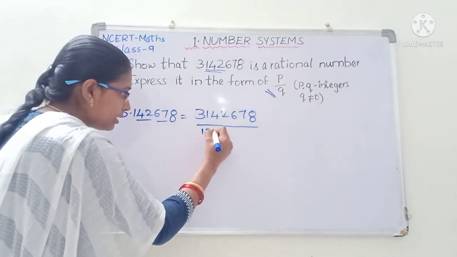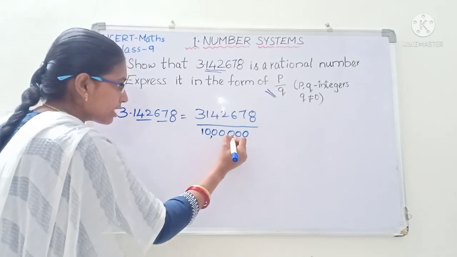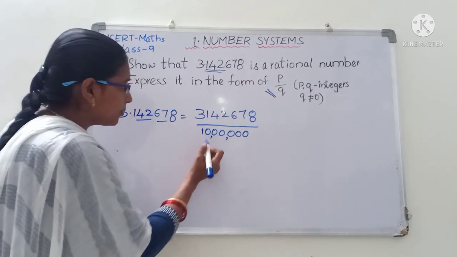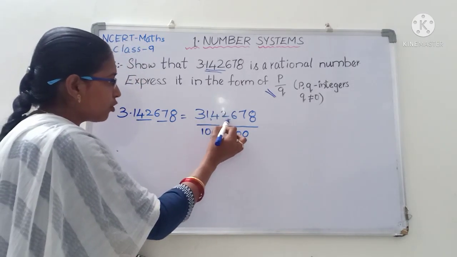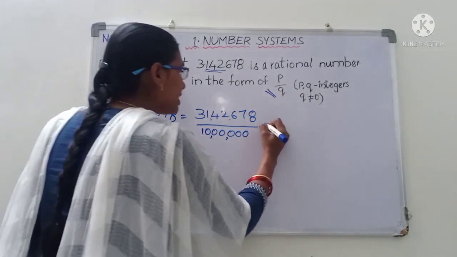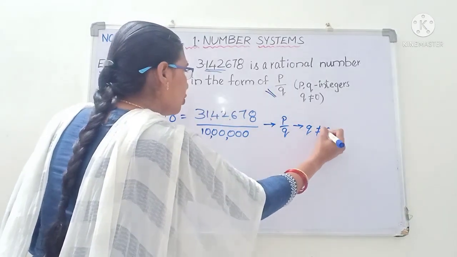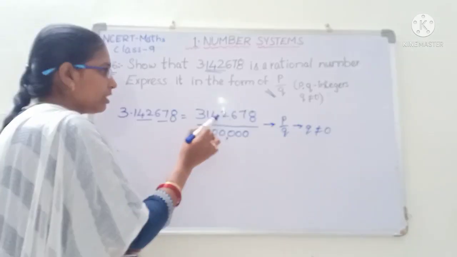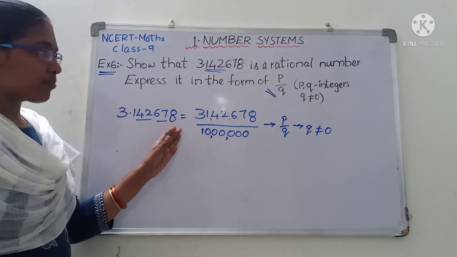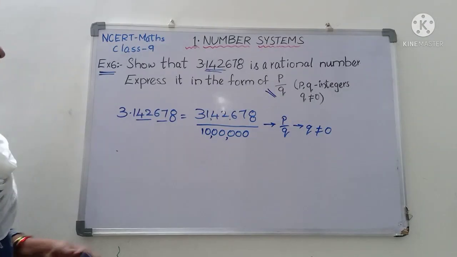1 followed by 6 decimal digits after the decimal point. So you write 1,000,000. You get units, tens, hundreds, thousands, 10,000, lakhs, 10 lakhs. So 31 lakhs 42,678 by 10 lakhs. So we are able to express it in the form of p by q, and q not equal to 0. Here both p, the numerator, and the denominator are integers. So we can tell that it is able to be expressed in the form of p by q. So this decimal expansion is a rational number.